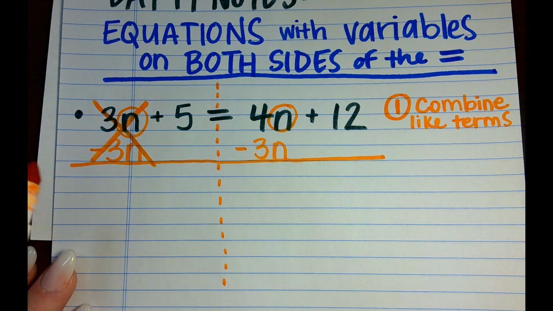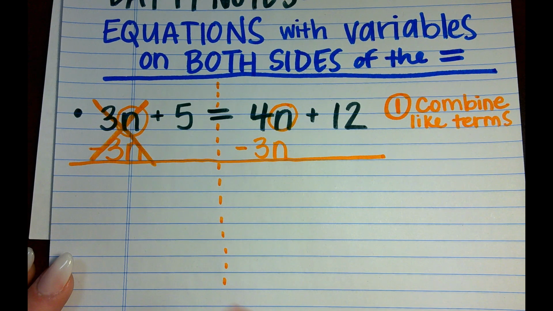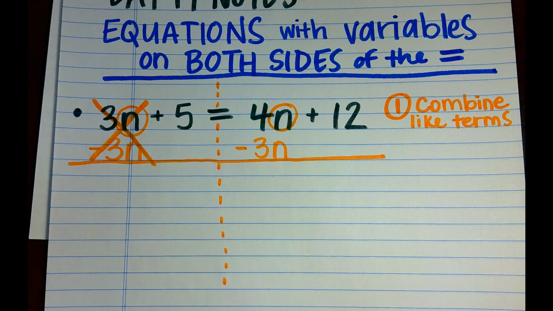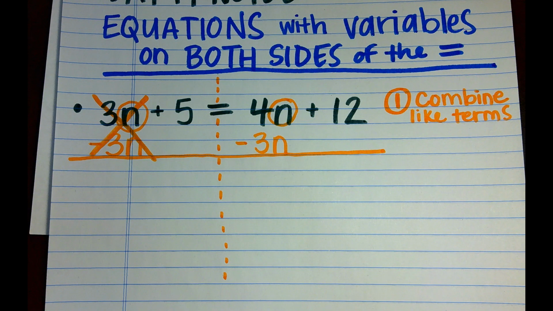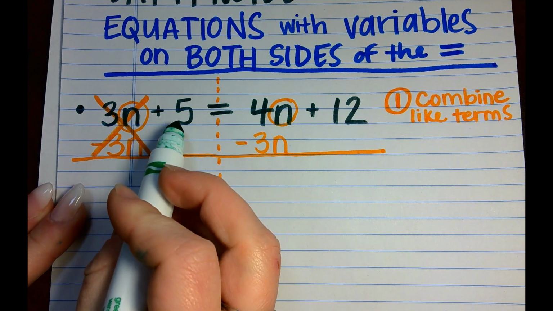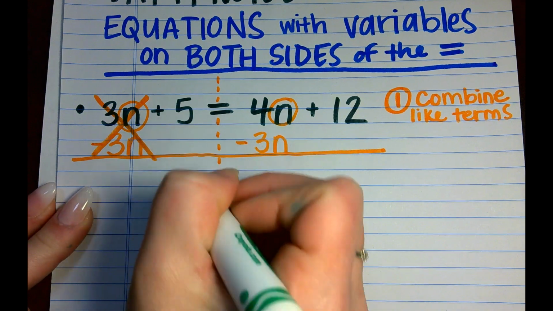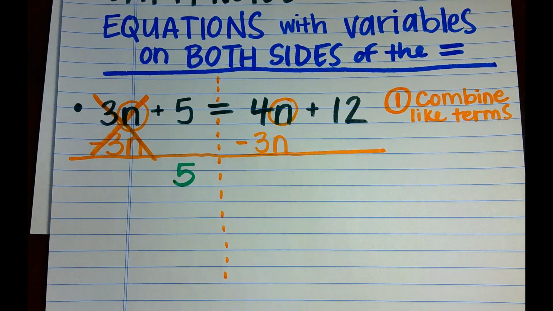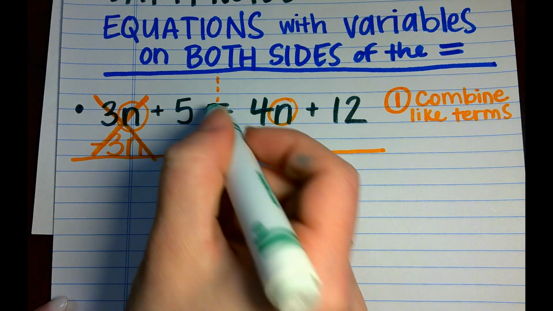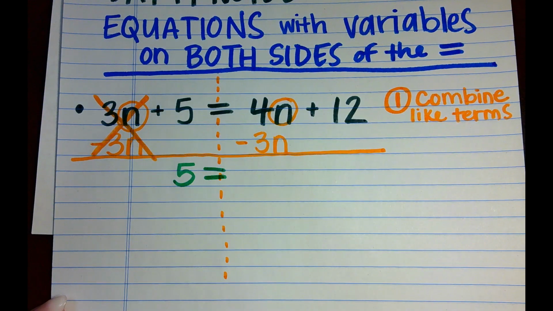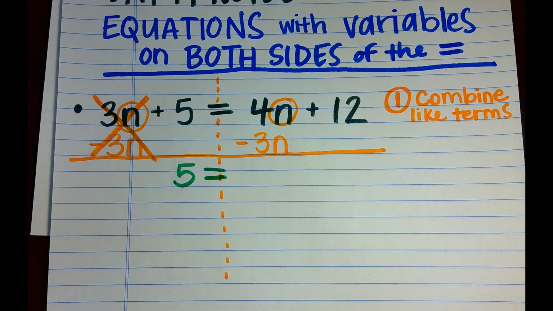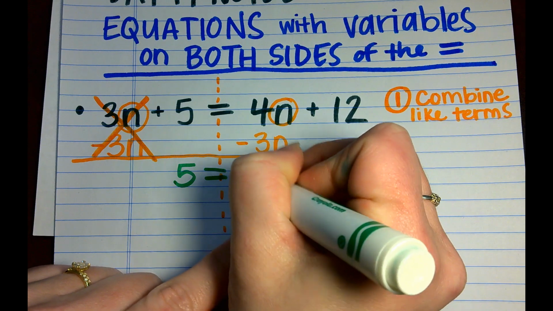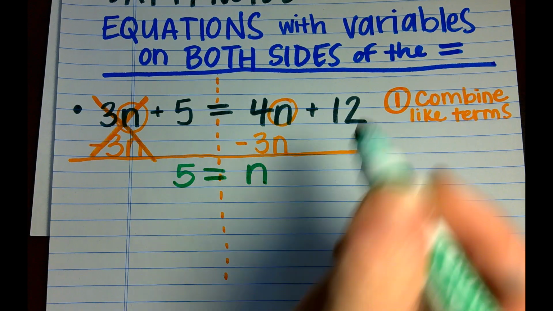Now, let's see. What should I do next in terms of writing out my work? What should I be writing next? Bring everything down. So I'm going to use a different color. I need to bring down 5. I'm going to bring it down right below. What else do I need to bring down? My equal sign. And then n. 4n minus 3n is 1n. So just n plus 12.